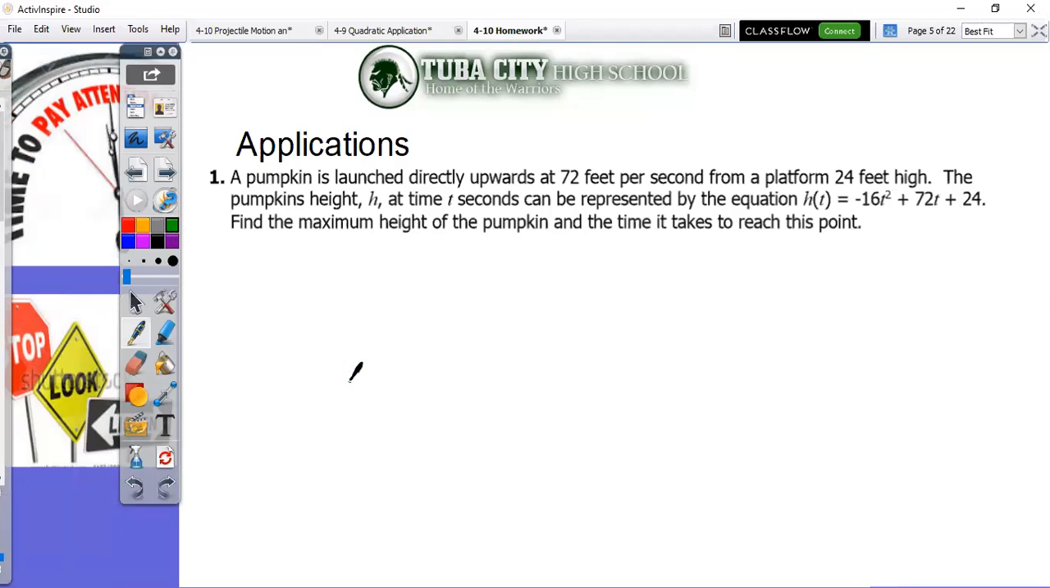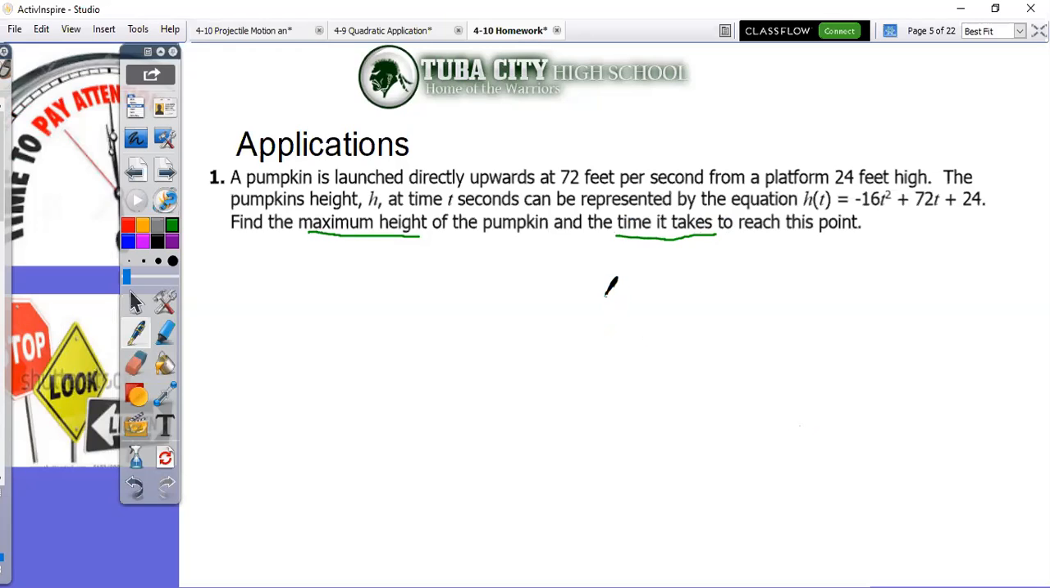So let's go ahead and jump into question number 1. There'll be no objectives today. We're not really working on any lesson today, just generalized learning. All right, so a pumpkin is launched directly upwards at 72 feet per second from a platform 20 feet high. The pumpkin's height, h, at the time, t, seconds, can be represented by this equation. Find the maximum height of the pumpkin and the time it takes to reach this point. So there's two things we're looking for here: maximum height and the time it takes to reach this point. So not time in flight, but the time it takes to reach the maximum height.